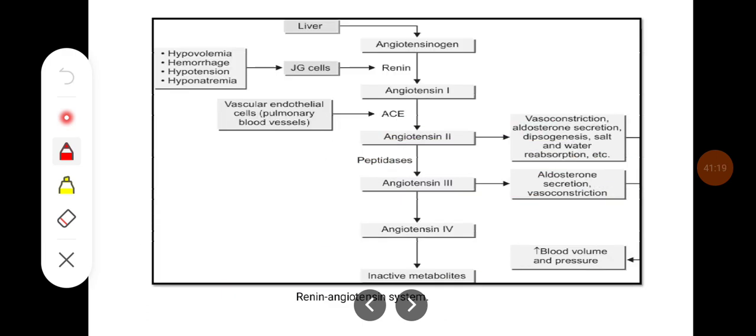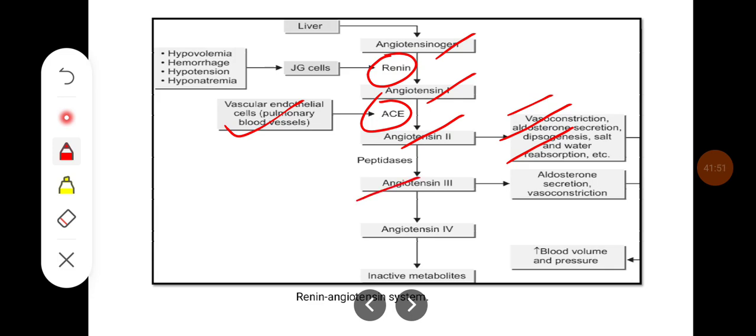Okay, so this is how the renin-angiotensin system gets activated. Angiotensinogen gets converted into angiotensin 1 by the action of renin, and is converted into angiotensin 2 in the lung by the action of angiotensin converting enzyme. Angiotensin 2 is a potent vasoconstrictor. It increases aldosterone secretion, and hence it is going to restore the blood volume. Whereas angiotensin 3 and 4 have the same function, but they are less potent.